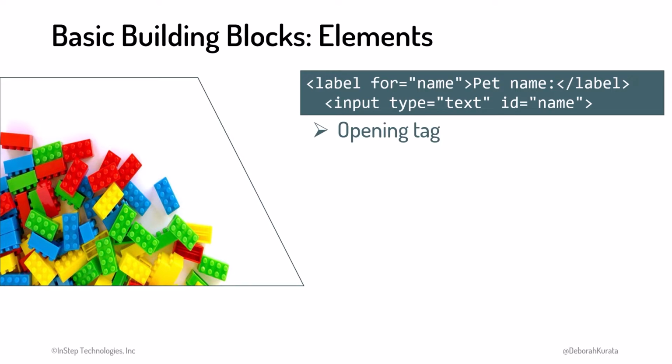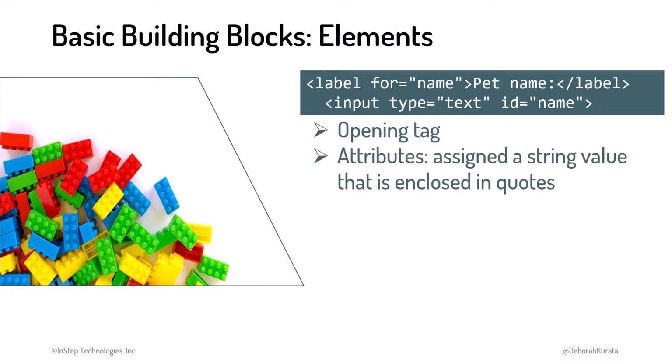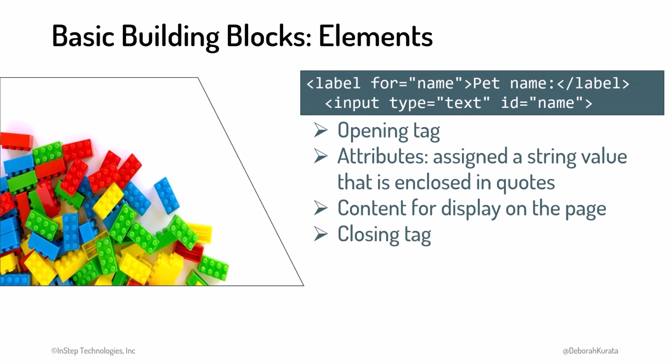All elements have an opening tag. Attributes are added within the opening tag. We assign a value to the attribute using an equal sign. The attribute value is a string, enclosed in quotes. After the opening tag is the element content, which is the text for display on the page. We mark the end of the content with a closing tag. If an element has no content, it's an empty element and has no closing tag.